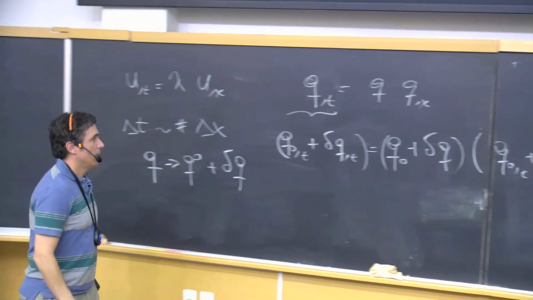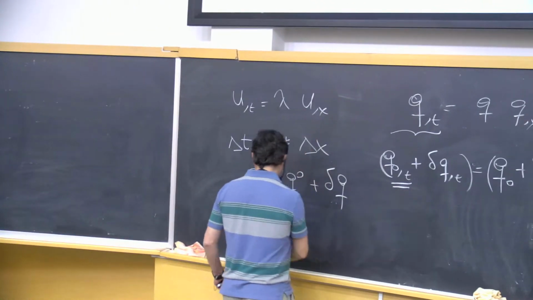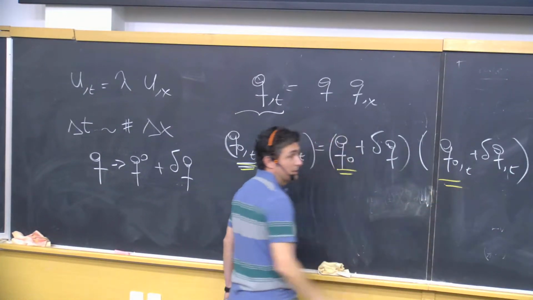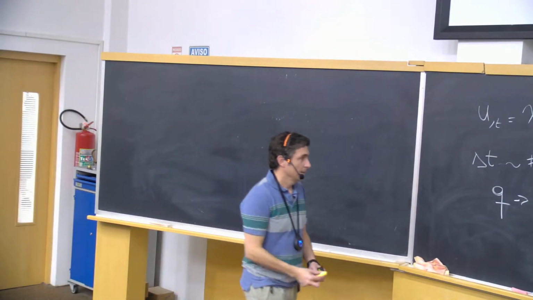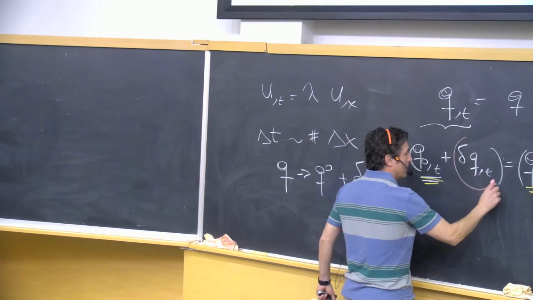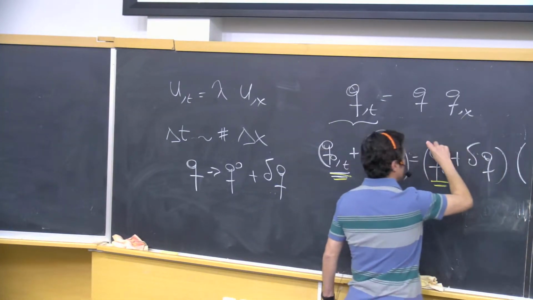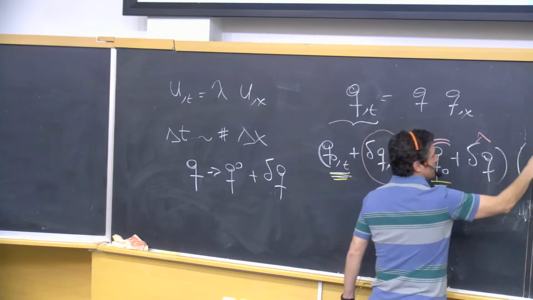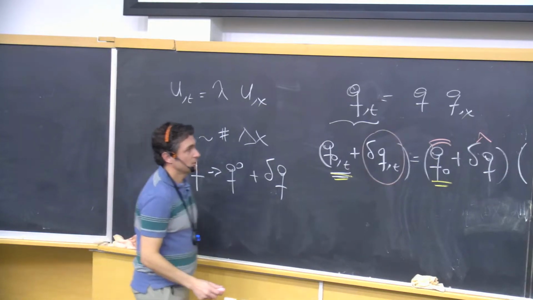Right, so now at the linear order, things that don't have any delta, I have Q0 comma T equal Q0 comma T. But we started saying that Q0 was a solution, so that has to be satisfied. I can throw it away. At the linear order, I have delta q comma t. Then I'm going to have q0 times delta q comma t. So this times that. And then I have delta q plus q0 comma t. Sorry, comma x. This should be x. Yeah, thank you.